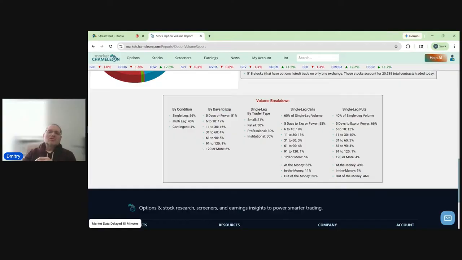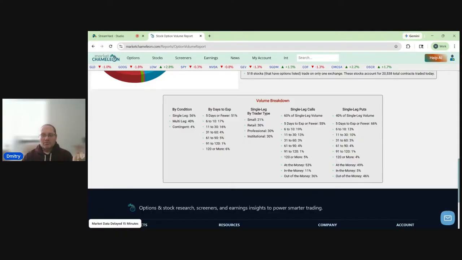Here, this lets us know where traders are sending more orders in regards to expirations, because there are short dated options, longer dated options, and intermediate dated options. So where is that volume flowing to? And here it says that 51% of all the traded volume had expirations of 5 days or less.